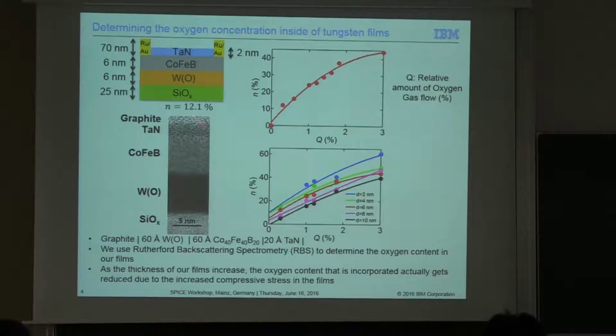spectrometry, and we see that it monotonically increases with the amount of oxygen gas flow that we put into the film. Moreover, depending upon the thickness at which you grow this WO layer, the amount of oxygen that you incorporate into the film also changes. If you make it thicker and thicker, actually you incorporate less and less oxygen into your film. And this is due to the fact that there's a compressive stress which builds up in the film, which reduces the amount of oxygen that you can put into the film.